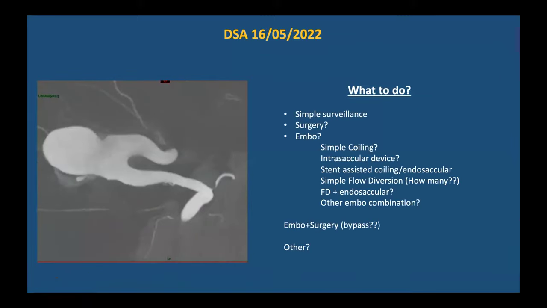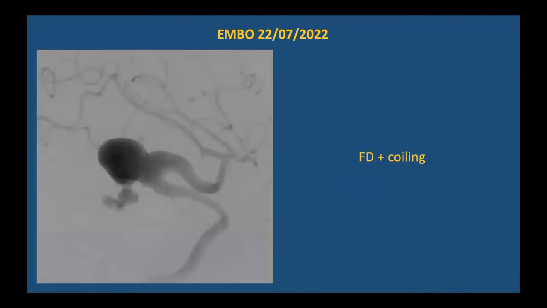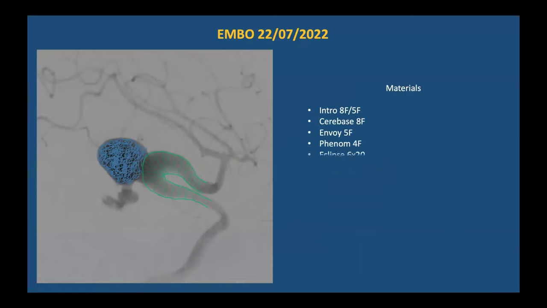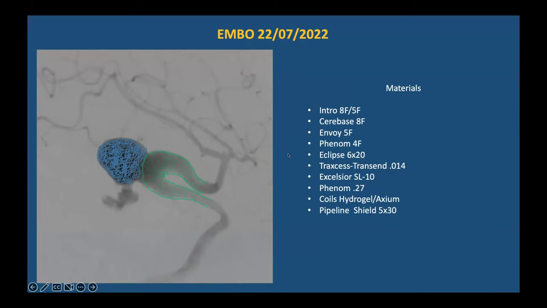What to do? I don't know if there was any other option at this time. We decided to go for an endovascular treatment, and we decided to go for a flow diversion with coiling of the proximal part. That was the plan: to put the balloon there, to coil the proximal part of the aneurysm, and then to put a pipe in there. It was 2002, so the biggest one was the pipeline. Well, maybe the Vista, or a Silk, but we decided to go for a pipeline. That was the biggest one, the 5. And we decided to put some hydrogel coils inside the aneurysm to have a better occlusion of this pouch.